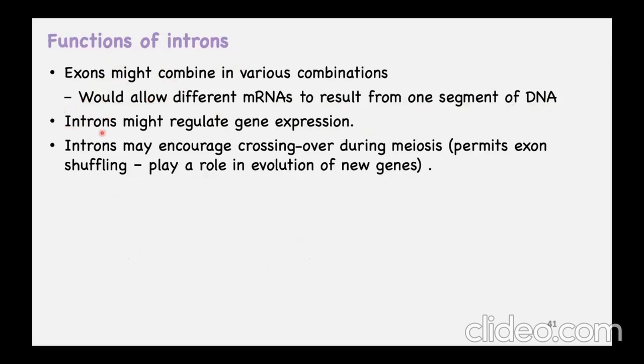Okay, ni kalau you baca, it is under the microRNA on page 220. Some introns give rise to microRNAs, which are small molecules involved in regulating the translation of mRNA. So microRNAs ni sometimes dia boleh also jadi complementary base pairing to the mRNA. So dia boleh stop translation from happening. So that's what it meant by it might regulate gene expression. So another one, introns may encourage crossing over during meiosis. So this permits exon shuffling and this plays a role in the evolution of new genes. Okay, that is the function of introns.